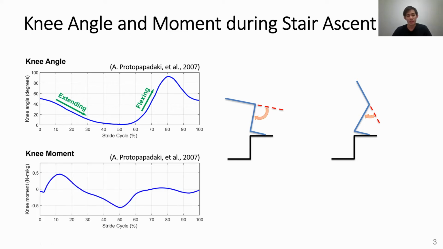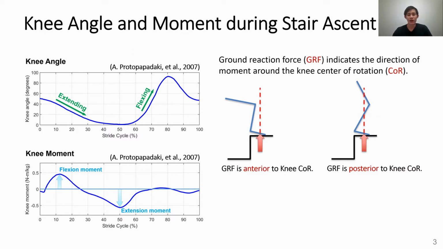The knee moment also varies in the cycle. We propose one idea to indicate whether the knee moment is a flexion or extension moment by considering the ground reaction force. If the ground reaction force is anterior to the center of rotation, we can assume that we may require the flexion moment so that the lower leg is in moment equilibrium about the center of rotation. And we may require the knee extension moment when the ground reaction force is posterior to the center of rotation, which makes sense, right?